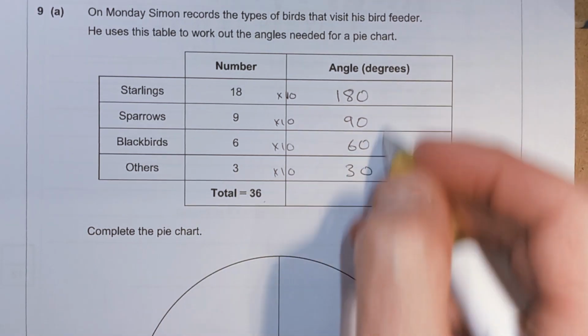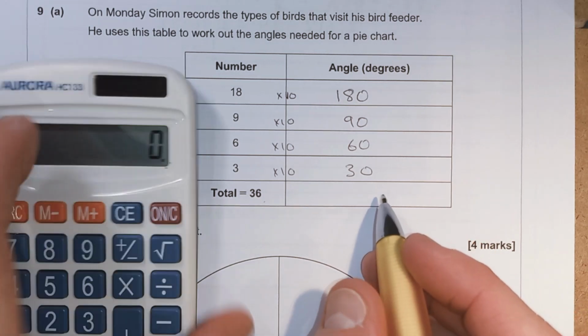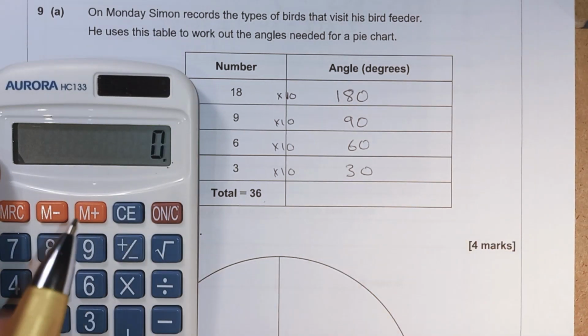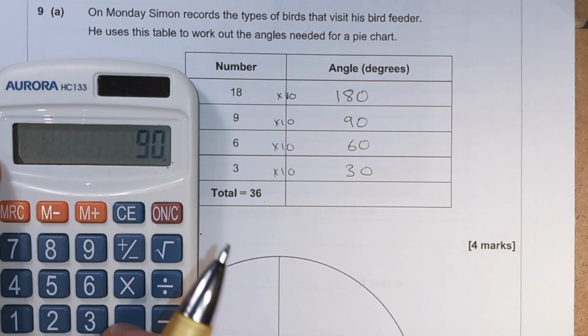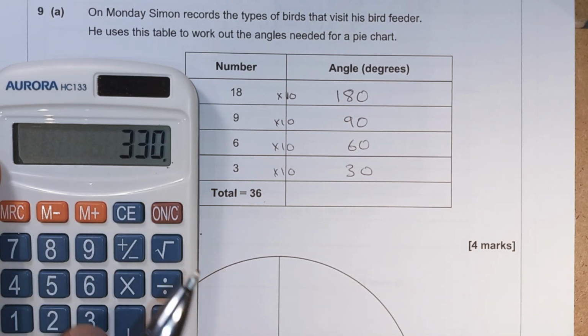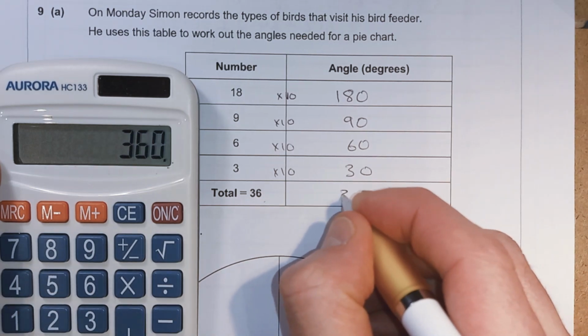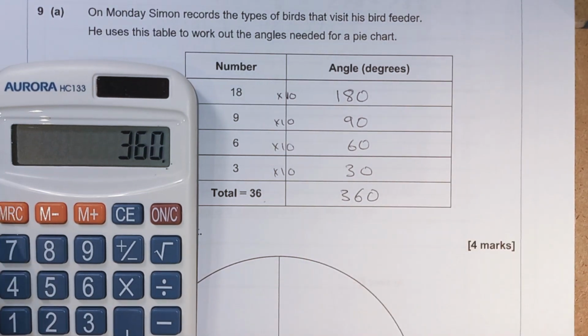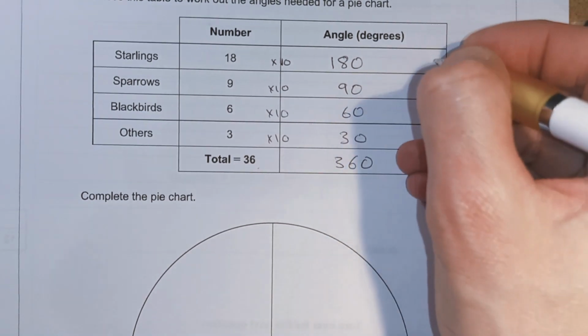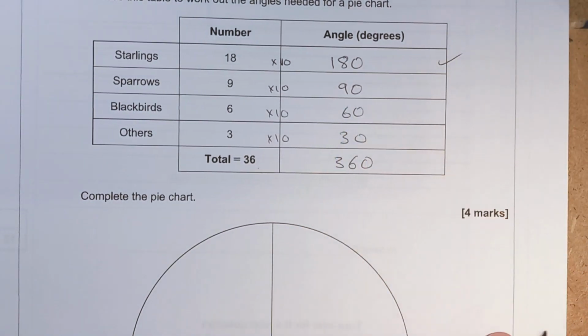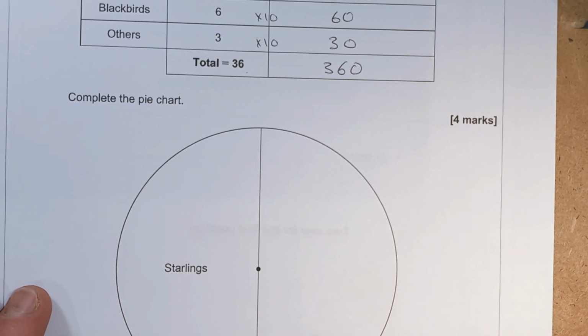And we can check, because if we add these all up, they should give us the total number of degrees in a circle, which I know you'll all be shouting out is 360. And it does. Okay, so we've got our angles there. Excellent. Now we just need to draw it on the pie chart. Well, we've already got the starlings drawn on. That's fine. Sparrows, 90 degrees. Well, hopefully you know 90 degrees is a right angle.